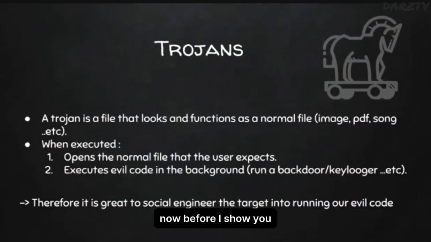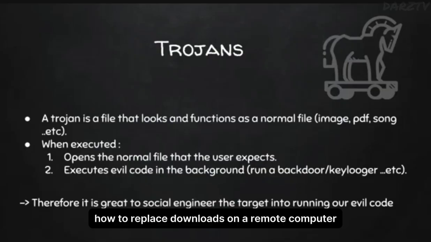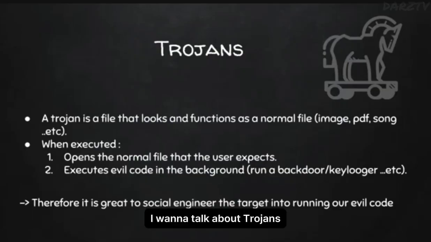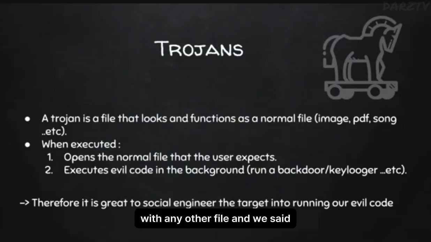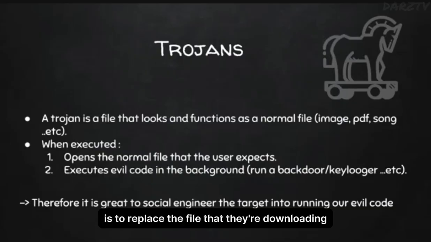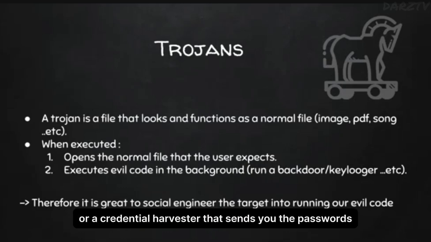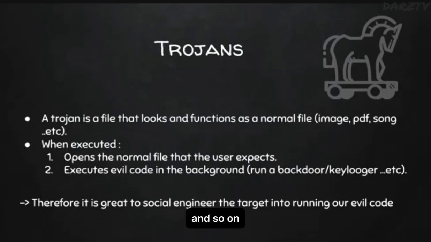Now, before I show you how to replace downloads on a remote computer, I want to talk about Trojans. Right now you know how to replace any file downloaded by any person on the same network with any other file. And we said the goal is to replace the file they're downloading with a file that'll do something useful for you. So you either replace it with a backdoor or a keylogger or a credential harvester that sends you the passwords and so on.